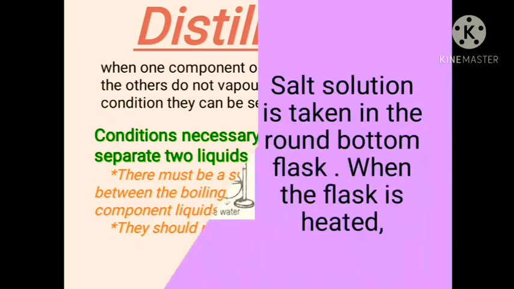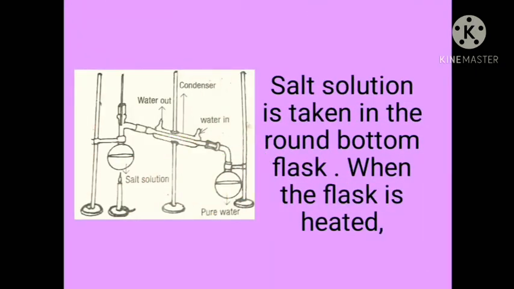Well, let's see an example. Here you can see the picture of distillation. In this method, a salt solution is taken in the round bottomed flask. Here, this is the salt solution, labeled. And when the flask is heated, something will happen. In this method, salt water will be separated into salt and water.